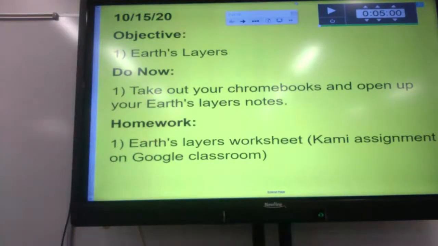All right, so just copy down your homework. Earth Layers worksheet is a CAMI assignment posted on Google Classroom.